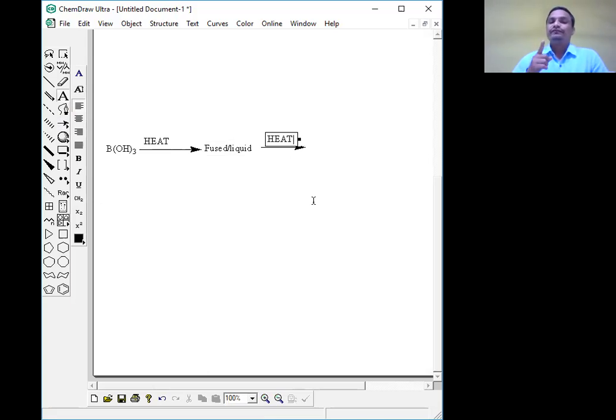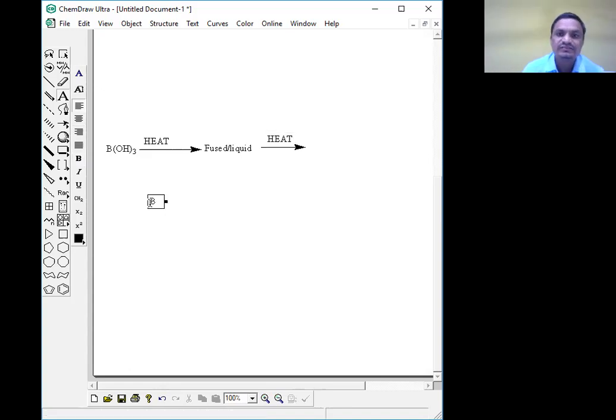It means that for boiling of boric acid, first we have to liquefy it and then we have to boil it. It will take more heat, excess heat, to boil it. Then the B(OMe)3. The boiling point of B(OH)3 is greater than B(OMe)3. Another reason is B(OH)3 forms hydrogen bonding. I will write the structure of B(OH)3.